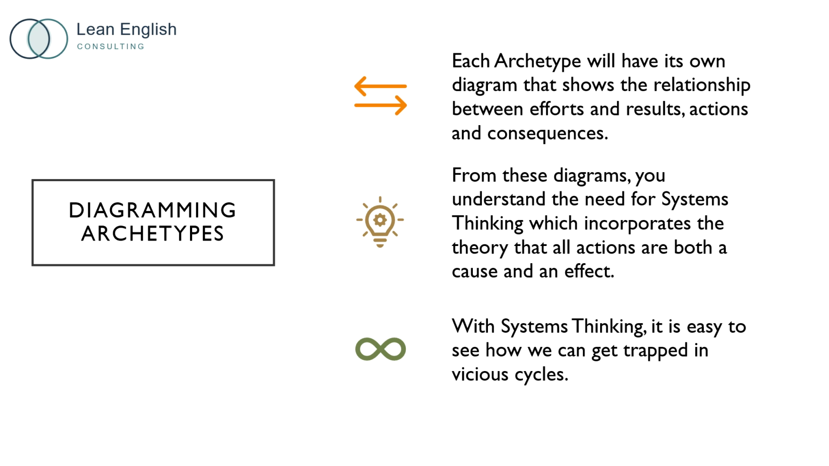From our AOL example, the effort made by the company to increase sales, continued marketing promotions, directly contributed to the thing that kept sales down, which was increased customer dissatisfaction. With systems thinking, it is easy to see how we can get trapped in vicious cycles.